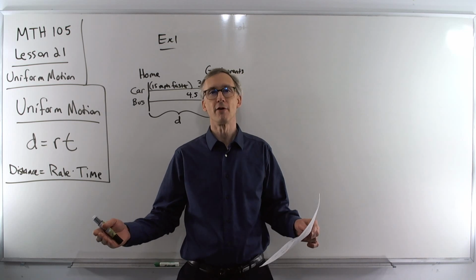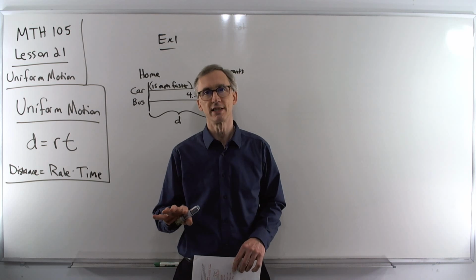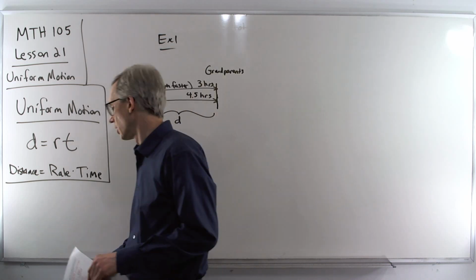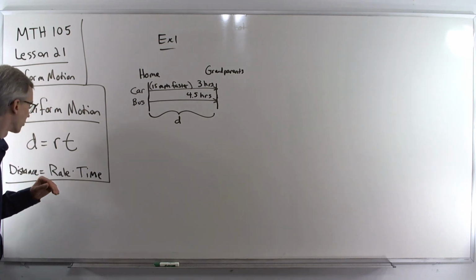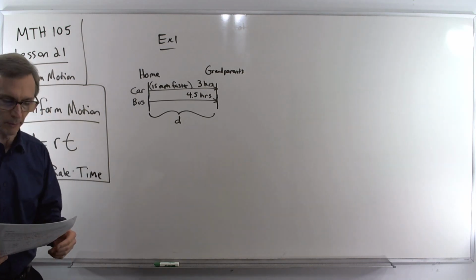So what is uniform motion anyway? Well, it's motion at a constant speed. So that greatly simplifies things. We won't have to worry about things like acceleration. We're going to be using the uniform motion equation, d equals rt. That's distance equals rate, otherwise known as speed, times the time. And we are going to be solving problems like example 1.